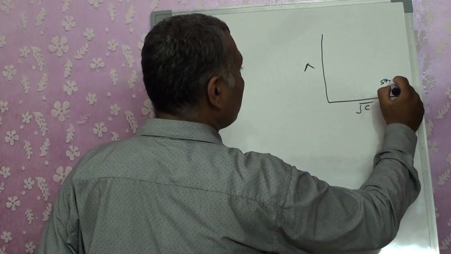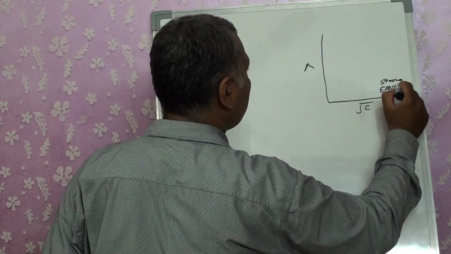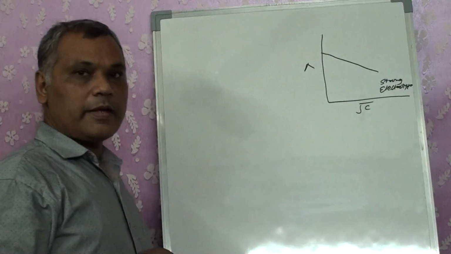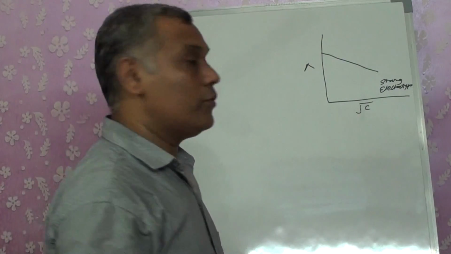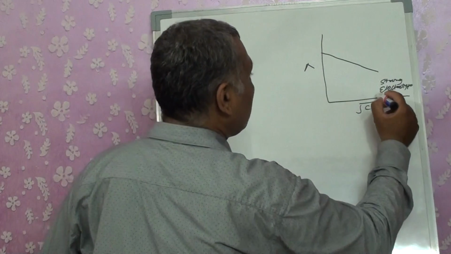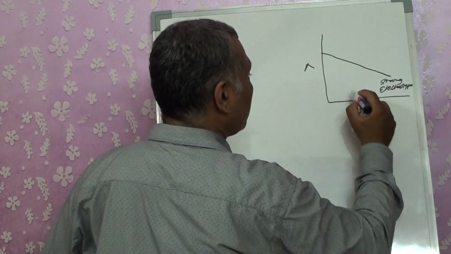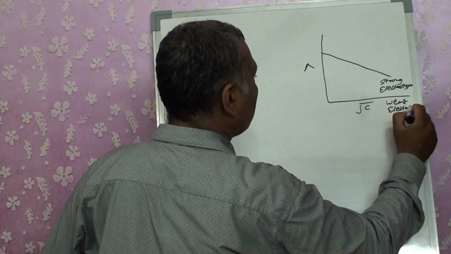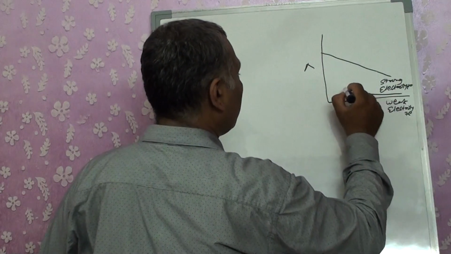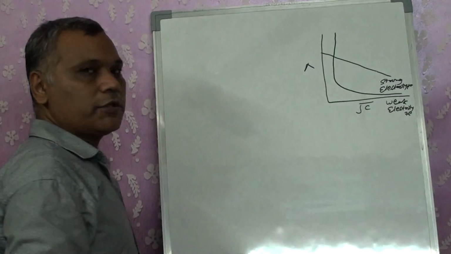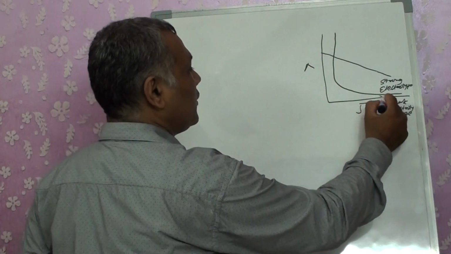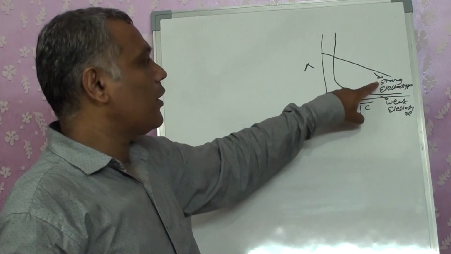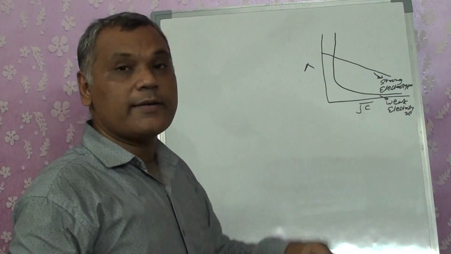For a strong electrolyte, we get a straight line graph. That means we can calculate its absolute value. But for a weak electrolyte, we get a graph that is initially increasing and then becomes constant. This one is for the weak electrolyte, and this one indicates the strong electrolyte. That means the absolute value for the strong electrolyte can be calculated, whereas for the weak electrolyte it cannot be.